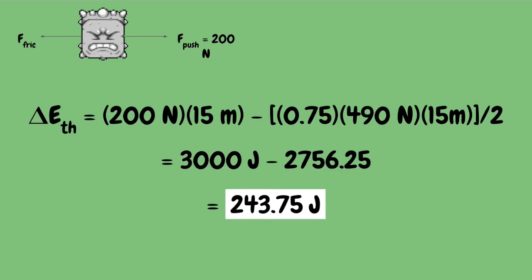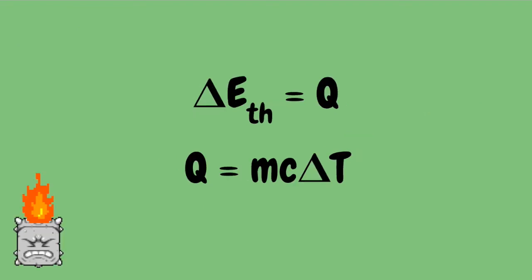Work done by the push is 200 N times 15 meters, and we subtract from that the work done by friction, which is the coefficient of kinetic friction times normal force times 15 meters, all divided by 2 because of what we said earlier about effective distance. Ultimately, we get that our change in thermal energy is 243.75 joules. Change in thermal energy equals the amount of heat lost to the environment through friction.